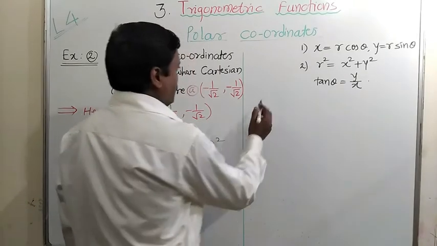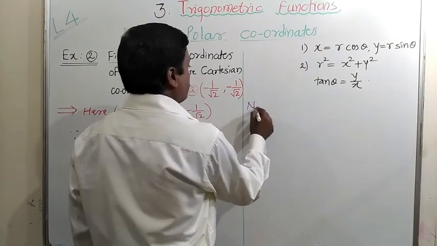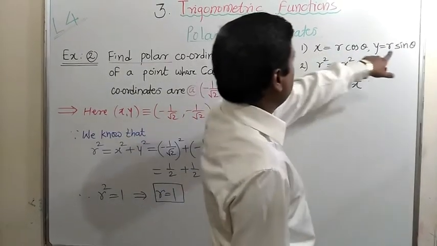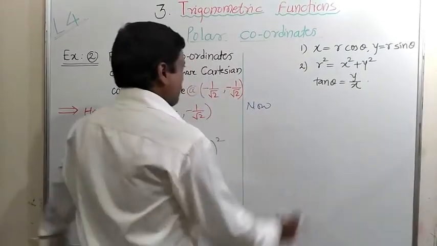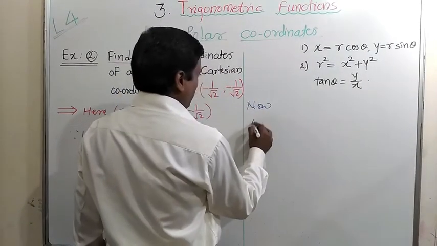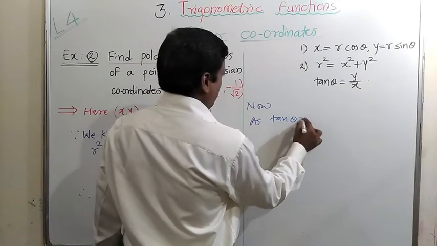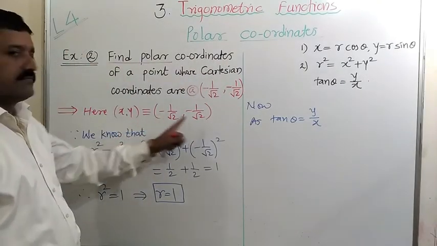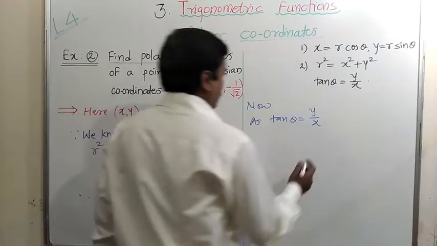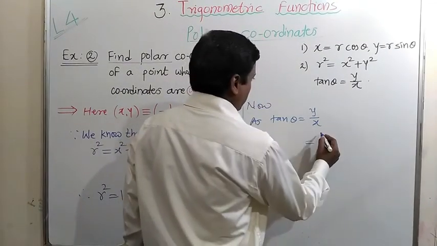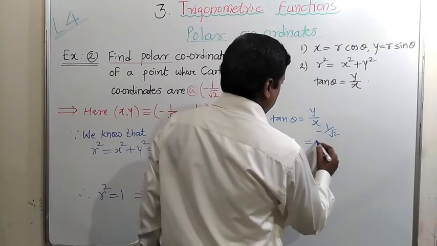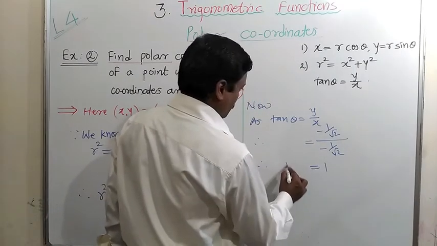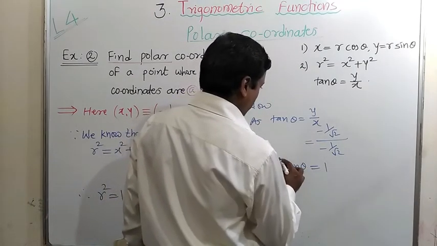Now we have to find the value of theta. To find theta, we can use these two formulas, or we can also use this one. Let us use tan theta equal to y upon x. Here x and y are equal: y is minus 1 upon root 2 and x is also minus 1 upon root 2. So it is equal to 1. Therefore, tan theta is equal to 1.